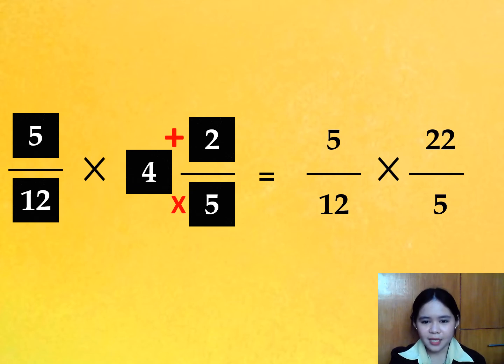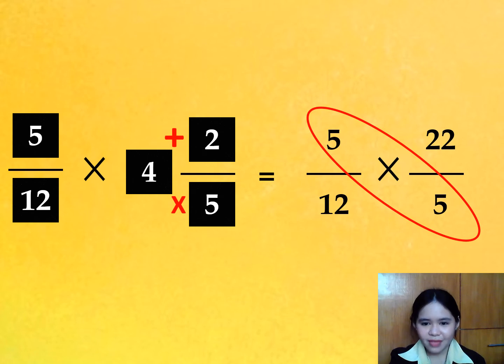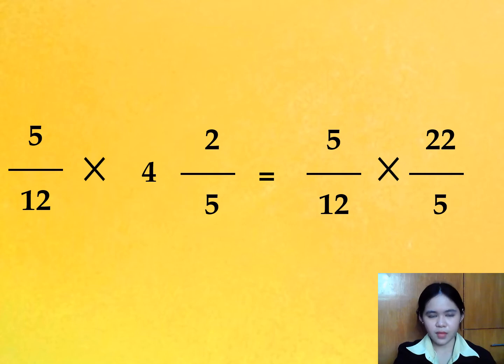The next step is to use the cancellation method if possible. So let's see if the numerators and denominators have a common factor. Let's see the numerator of the multiplicand, which is 5, and the denominator of the multiplier, which is also 5. So 5 and 5 have a common factor, so we need to cancel both 5.